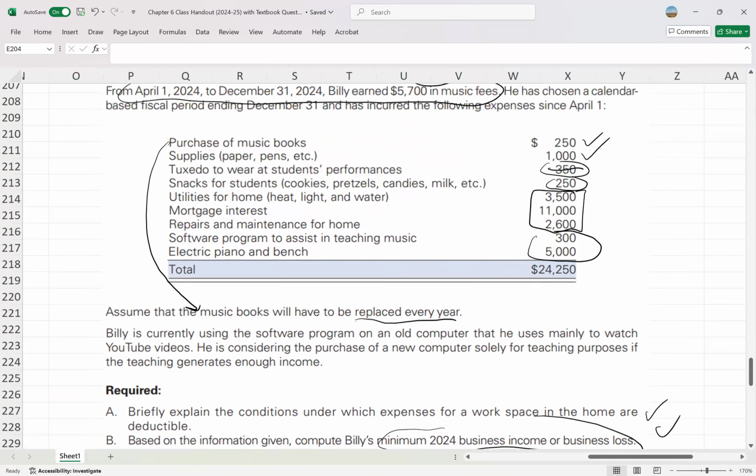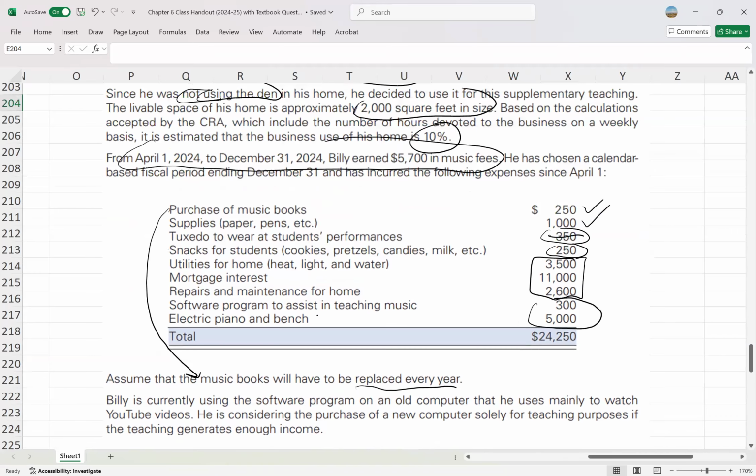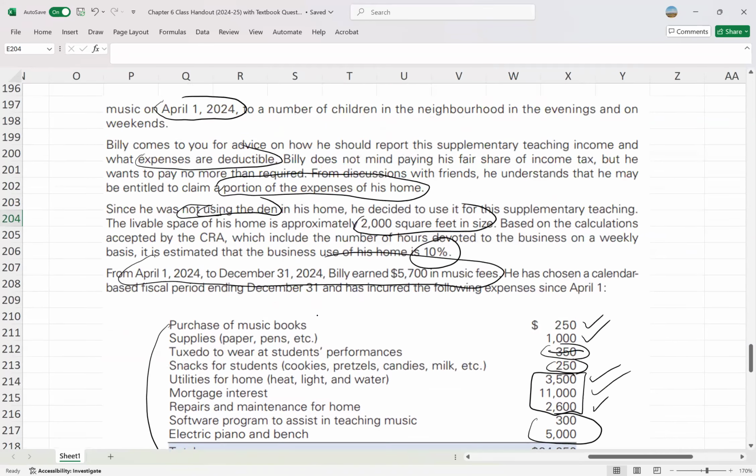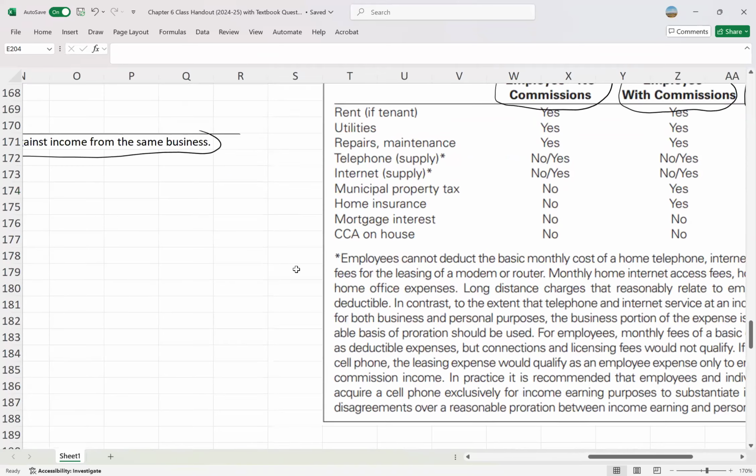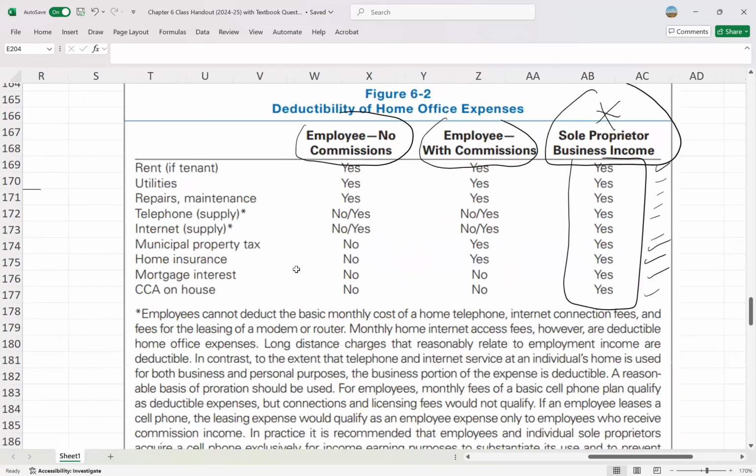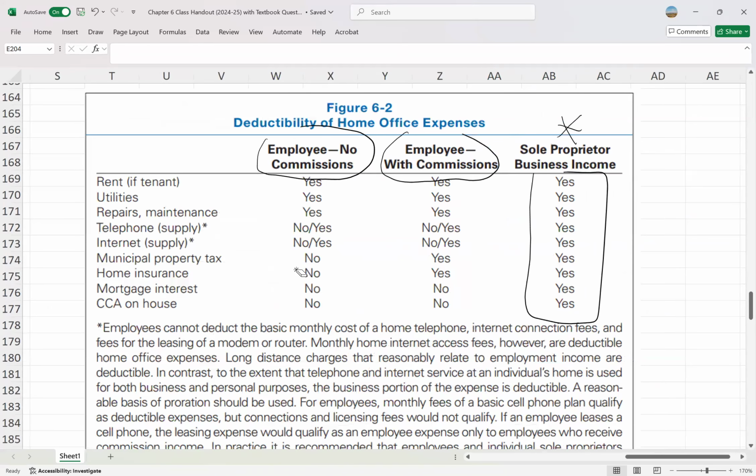We know that for his home office, he gave us information with respect to his utilities, mortgage interest, and repairs and maintenance. If we go back up to this list here, we know that he's not renting because he pays mortgage interest. So he must own his home. We have the amount for utilities and repairs and maintenance. What we don't have is any information with respect to these amounts here.